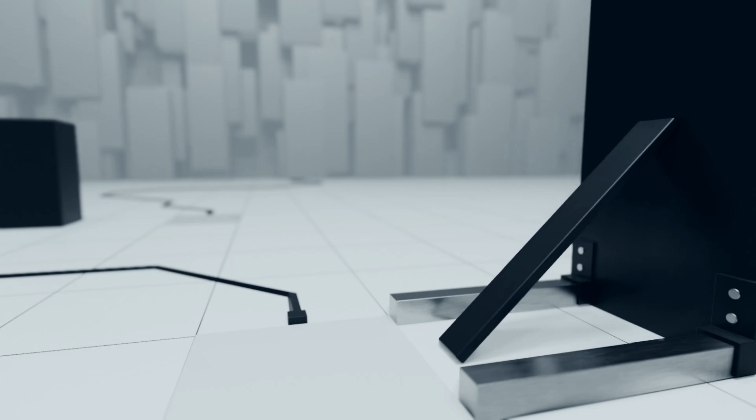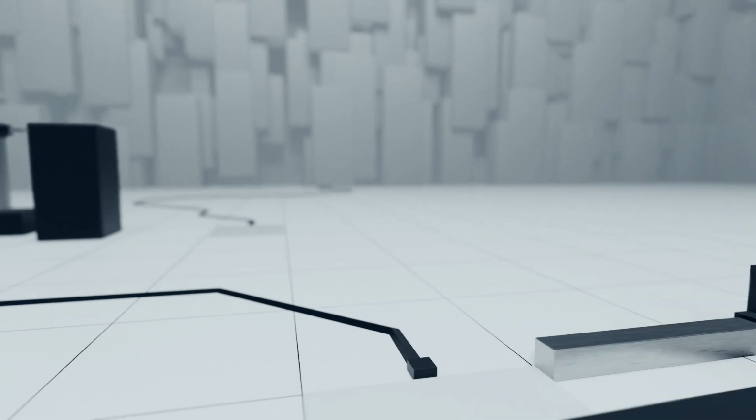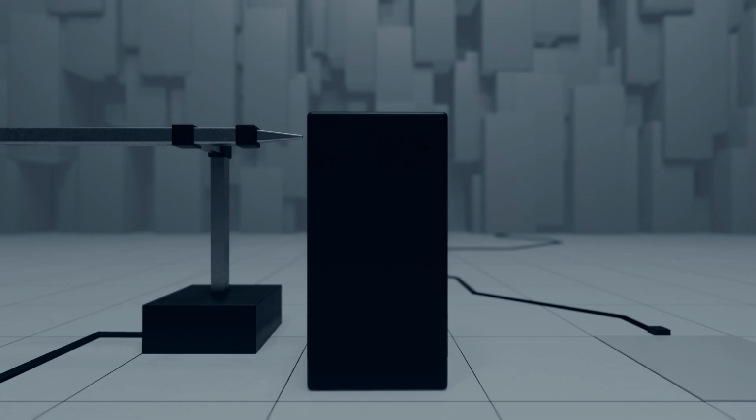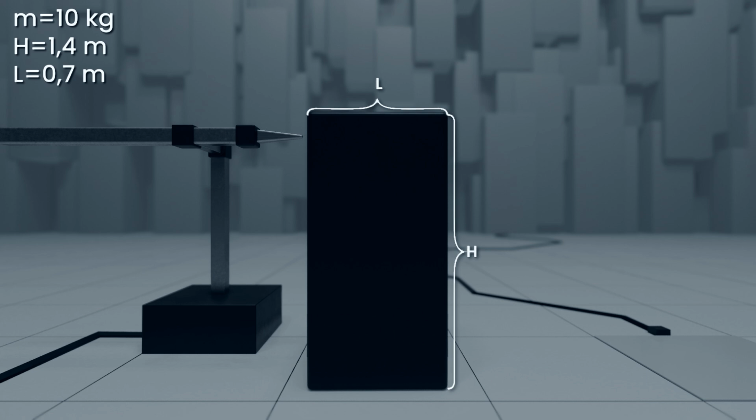Now let's move on to the final example. A box with a mass of 10 kilograms, a height of 1.4 meters and a width of 0.7 meters is standing on the floor. The coefficient of friction between the box and the floor is 0.5. What force must be applied to the top edge of the box to make it tilt? And what force is needed for it to fall over completely?